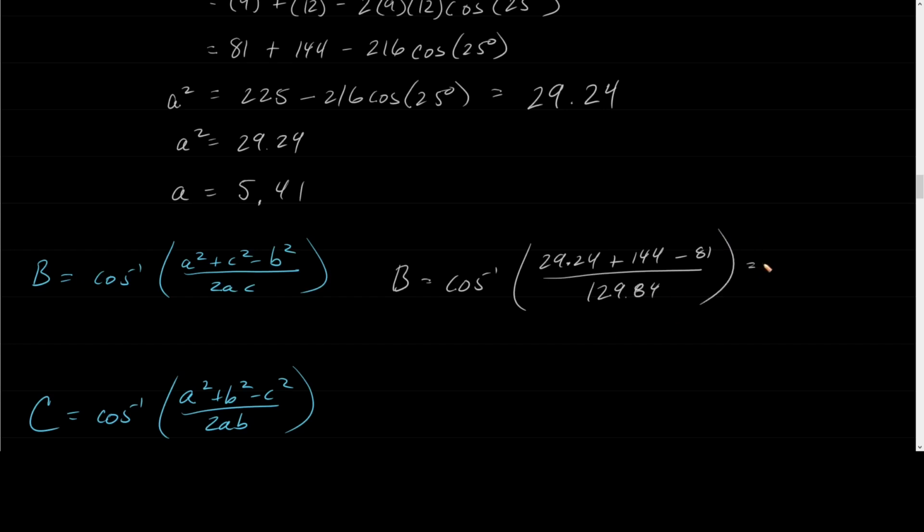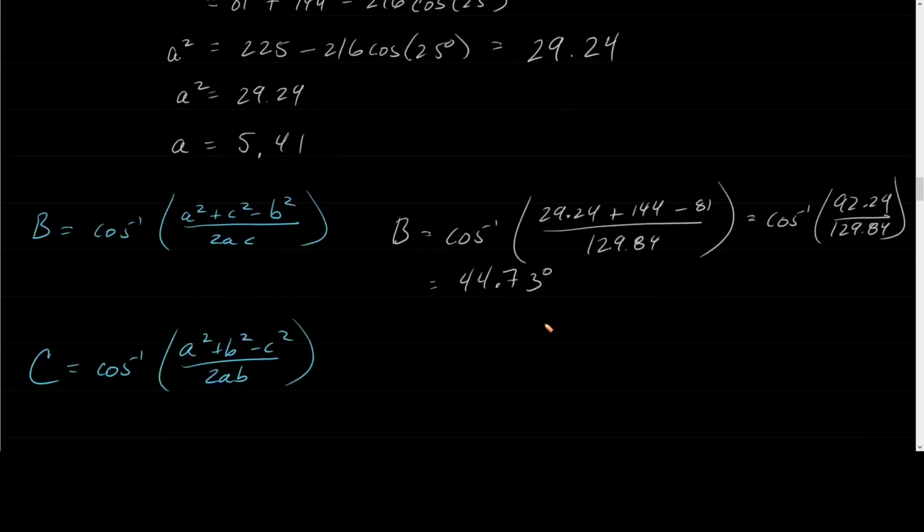And if I plug, well, let's do the sum on the top. 29.24 plus 144 minus 81 gives us 92.24. So I've got cosine inverse of 92.24 divided by 129.84. Make sure you are in degrees. And the calculator tells me this is 44.73, and this is in degrees, right? So that was angle B, 44.73.